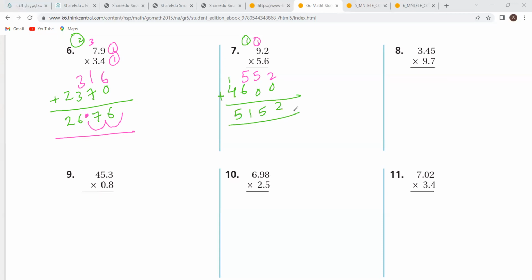Come on. Now, question for Sadiem. Sadiem, how many numbers do you see after the decimal? One here and one here. So total how many? Two. So how do I do? One and two. I decimal point. Okay, Sadiem.